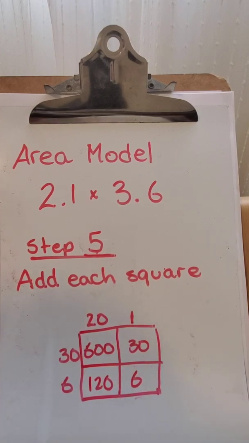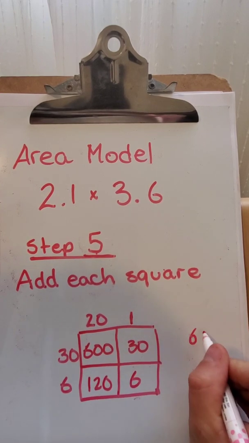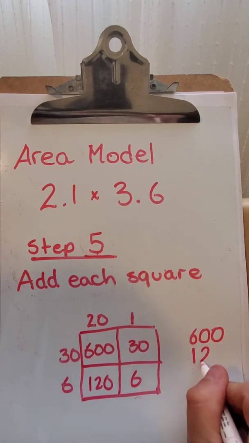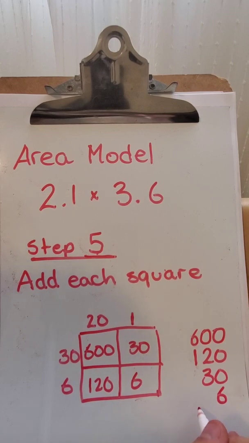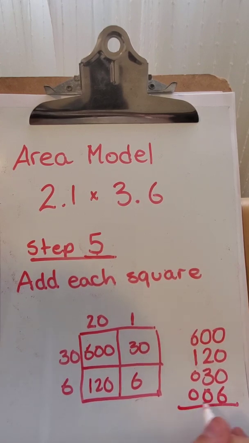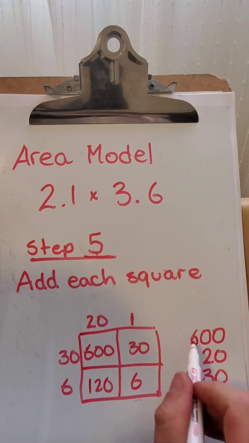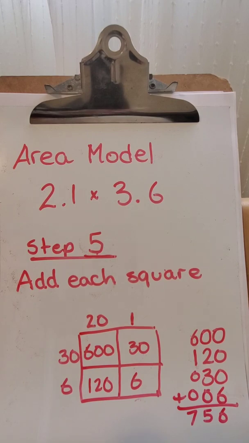Step 5, add each square. So I'll take each number, stack them up on one another, and add them up. 600, 120, 30, and 6. Okay, and I'll put in some zeros to fill everything in. Now 6 plus 0 is 6. 3 plus 2 is 5. 1 plus 6 is 7. Now I'm left with 756.